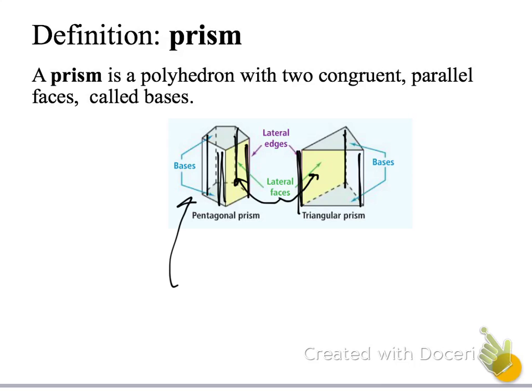Okay, the reason that this is called a pentagonal prism is because if you notice, the base makes a pentagon. If you notice that the other one is a triangular prism because the bases are triangles.